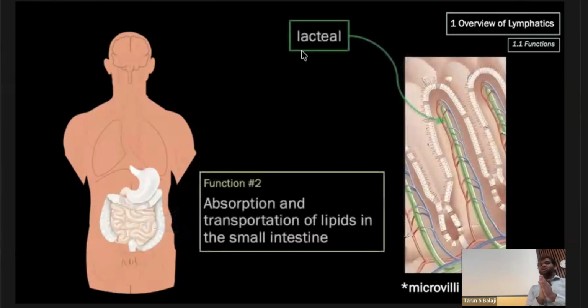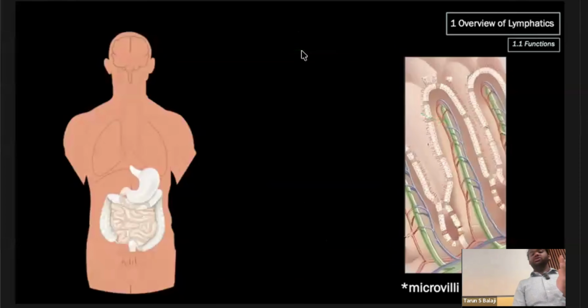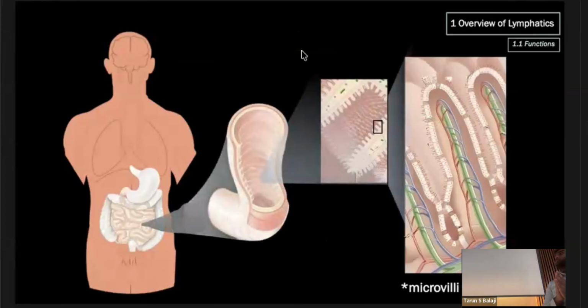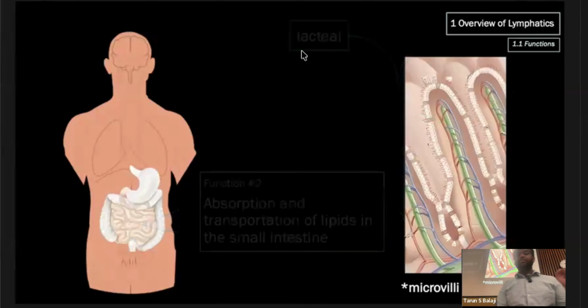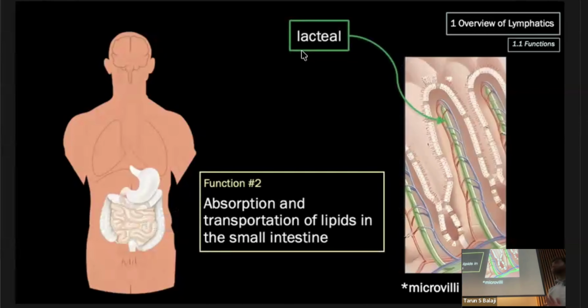Now, these are very special lymphatic capillaries. They're called lacteals, and they're going to help absorb lipids from your diet and turn them into this milky white fluid called chyle, C-H-Y-L-E, and transport them around the body. So that's another example of our secondary function, absorption and transportation of lipids in this context. Because lipids are large, they bind into chyle and are transported.